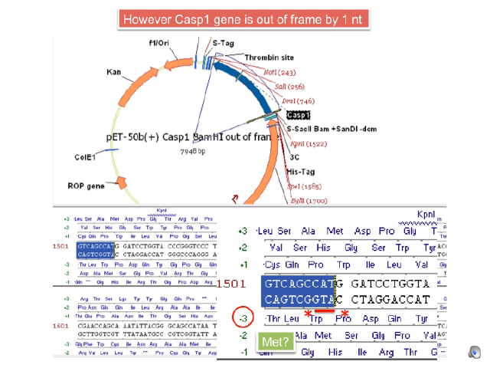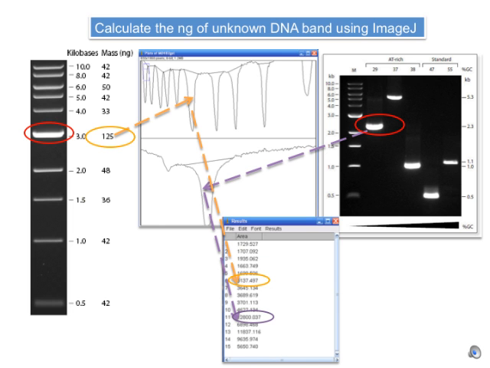For example, here the gene with ATG as the start codon is cloned out of frame. This will result in expression of nonsensical protein. You will learn how to rectify such cloning procedures.